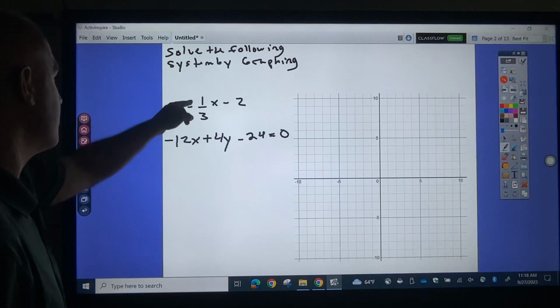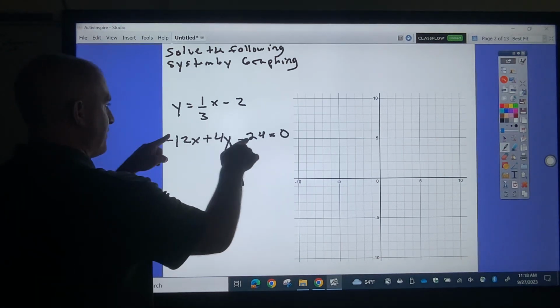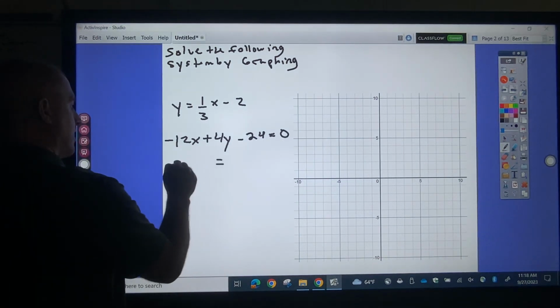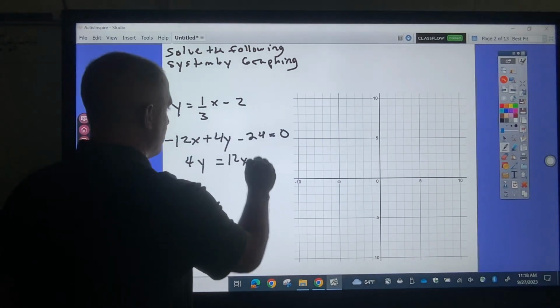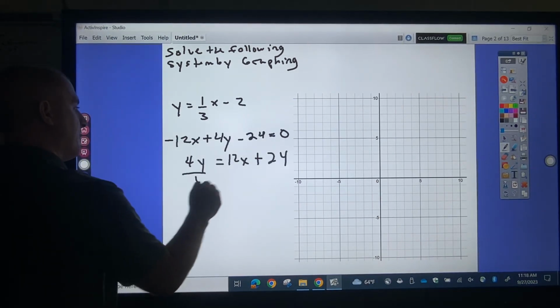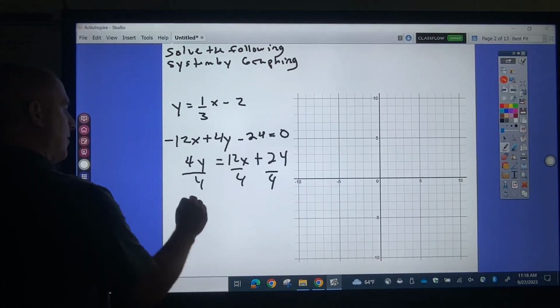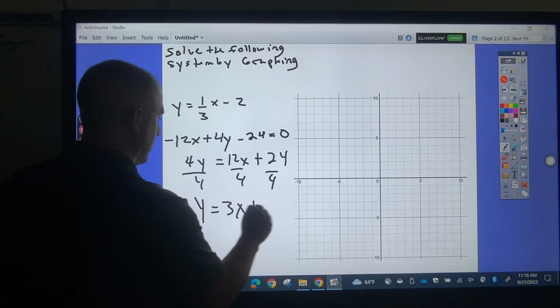This one's already good. This one, I'm going to have to move these two things over. So that's going to be 4y. If it's negative 12x on that side, it's positive. Negative 24, positive. Divide by 4. I got y equals 3x plus 6.